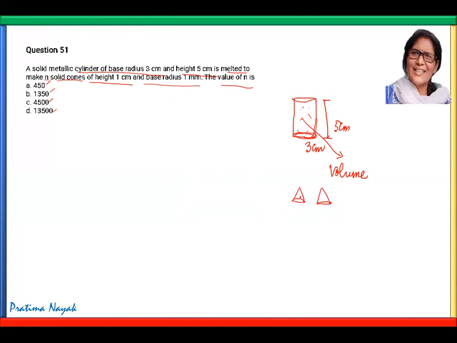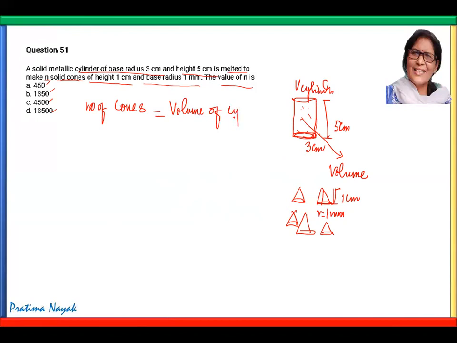The cone has height 1 centimeter and radius is 1 millimeter. Question is, how many such cones can be made? That means in the volume of the cylinder, how many times can a cone be taken out? So the number of cones made will be volume of cylinder divided by volume of cone.